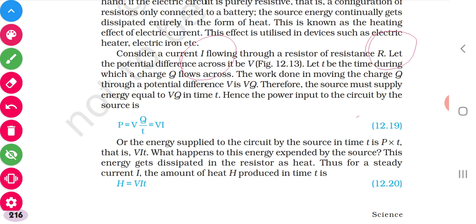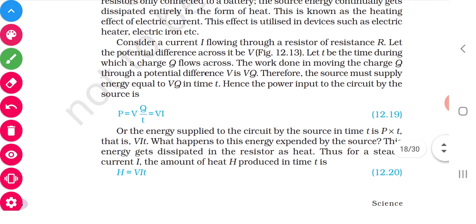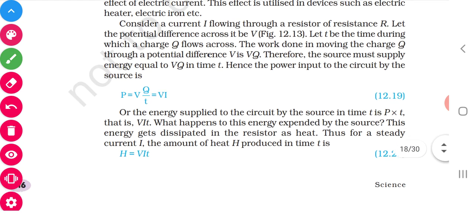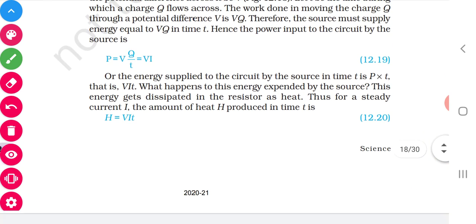As a result, a potential difference is created. That potential difference is denoted by the letter capital V. It was shown in figure 12.3. Let us see figure 12.3.